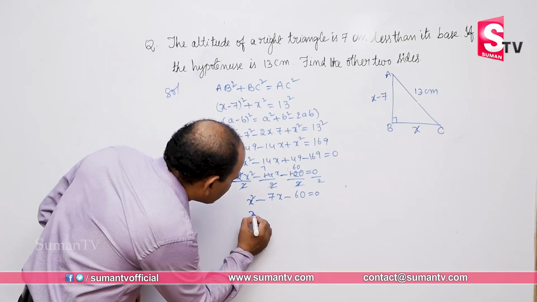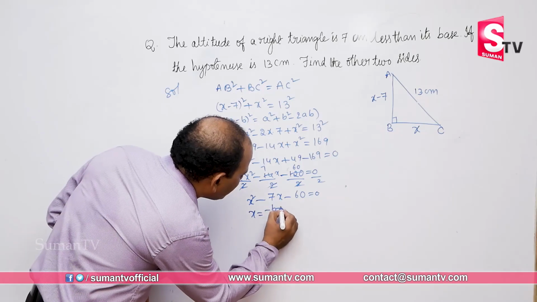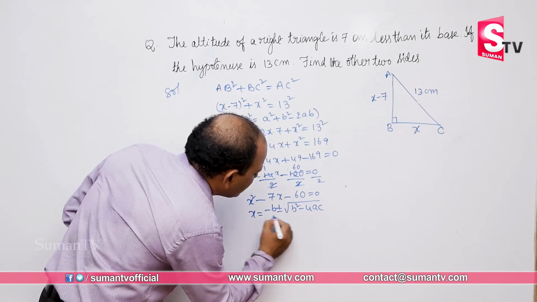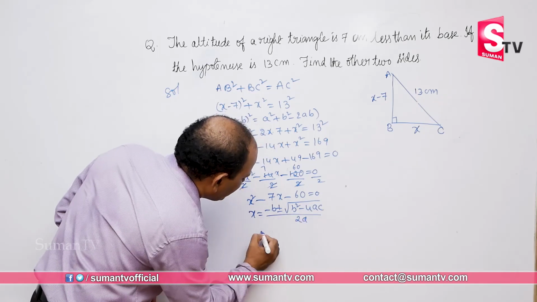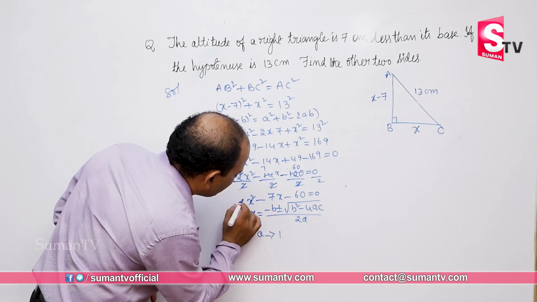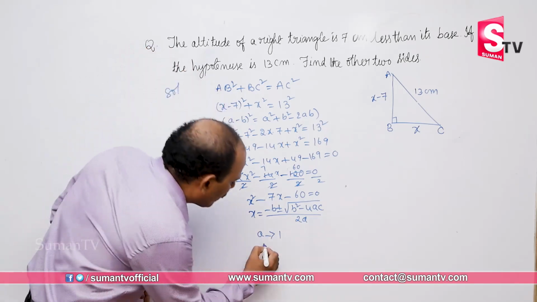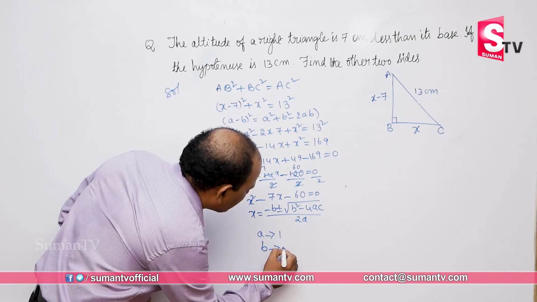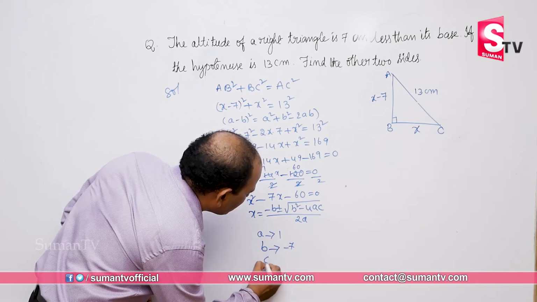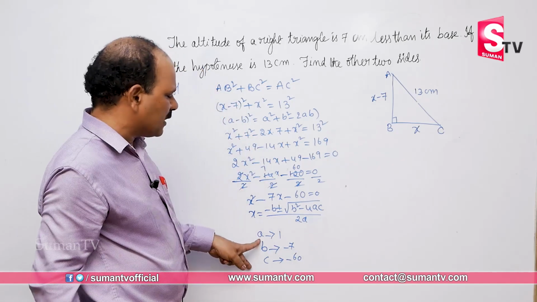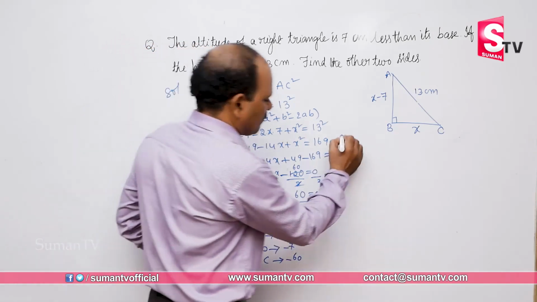Now, come to the quadratic equation formula. X is equal to minus b plus or minus root b square minus 4ac by 2a. Here, again, a is 1. A means x square coefficient. X square coefficient is here 1. B is minus 7. C is minus 60. These two I am substituting in the quadratic equation.